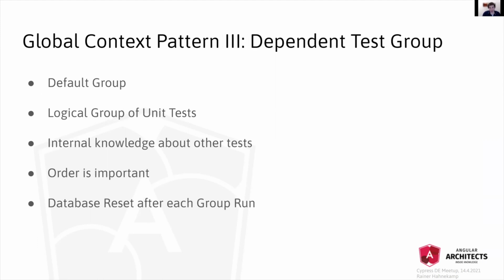You can say, okay, I have some kind of dependent test groups. So you take some tests that change the database into a logical group where there is implicit knowledge between these tests. So I have an add test. The test afterwards knows that a customer has been added. Then I have a delete test. The test after the delete test knows that this customer has been deleted, and so on. You pack them all into one group and let them run as a group. Of course, the order here is important.